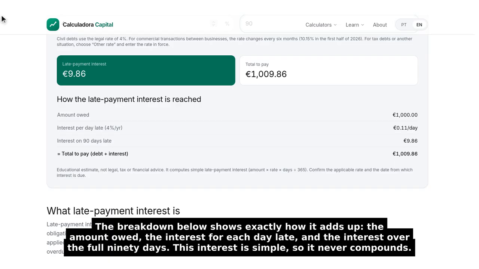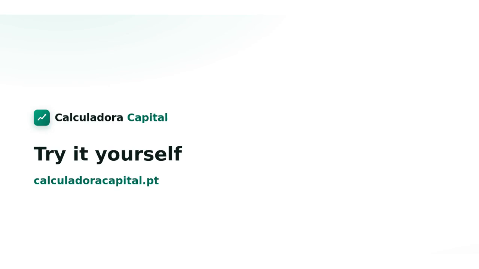This interest is simple, so it never compounds. That's it. Change any field and the result updates live.